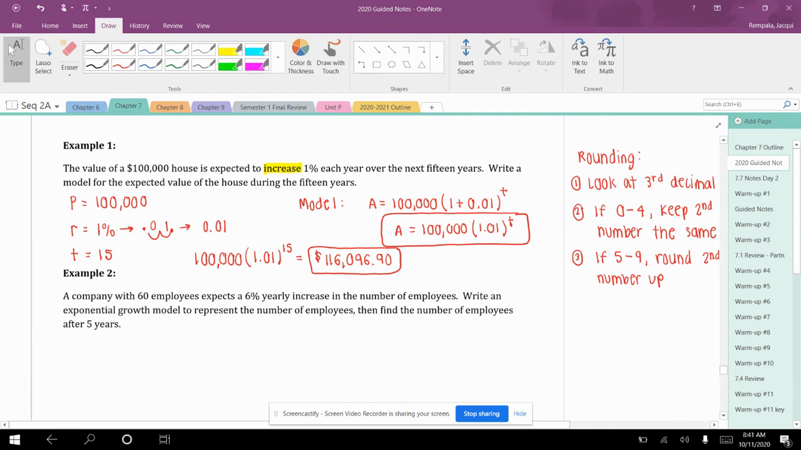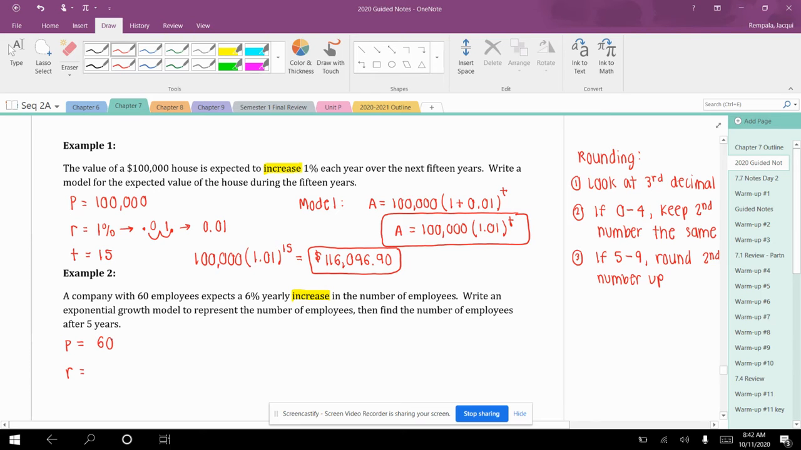It says a company with 60 employees expects a 6% yearly increase in the number of employees. We're going to write an exponential growth model to represent the number of employees, and then we're going to find the number of employees after 5 years. So if we look at the key vocab word again, we see that we are increasing, which is why we want to have this exponential growth model. So first thing we have to do is write a model. So that means that we need our initial amount and our rate in order to do that.